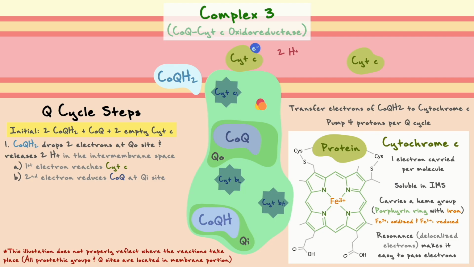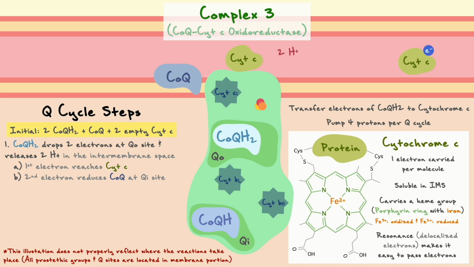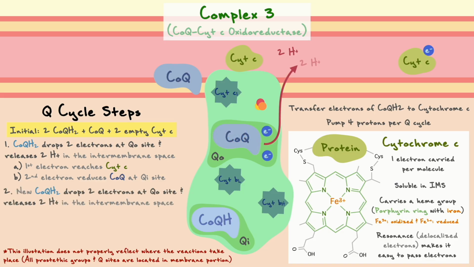We also have 2 protons pumped in the membrane and 1 cytochrome C with an electron, which can freely swap its place with the empty cytochrome C. In the second phase of this cycle, the CoQ that was just produced in the QO site gets released back to the membrane and a new CoQH2 replaces it. Here again, the electrons and protons get released, which produces a new CoQ molecule.